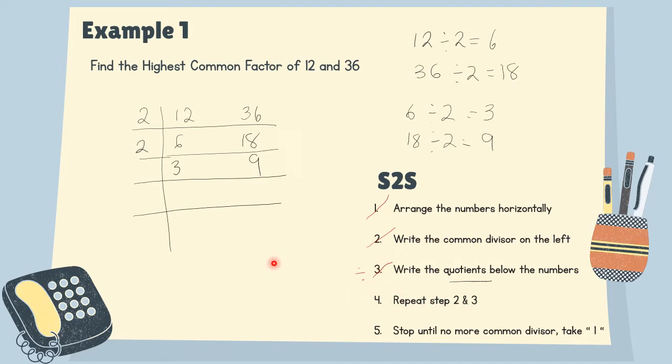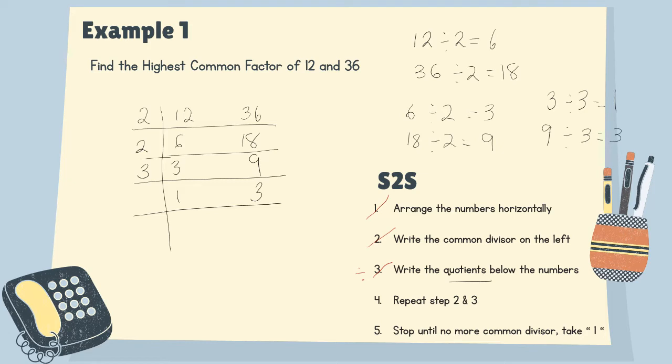Next, step 4, repeat step 2 and 3 again. Ask yourself, are these two numbers even? 3 is not an even number and 9 is not an even number, but both are odd numbers and both are multiples of 3. Both numbers are in timetable 3. So we can divide these by 3. So 3 divided by 3 gives us 1. 9 divided by 3 gives us 3. So we have 1 and 3 as the quotients.